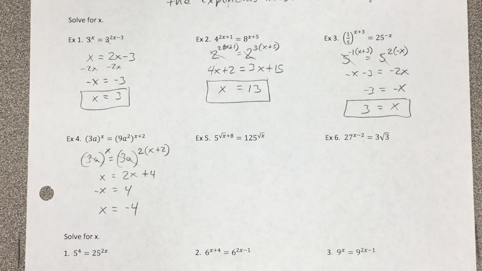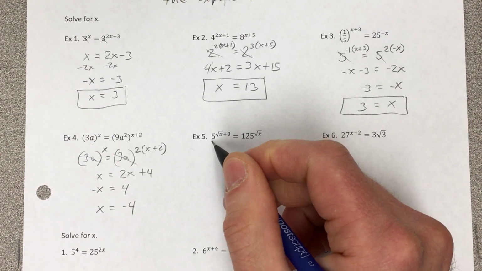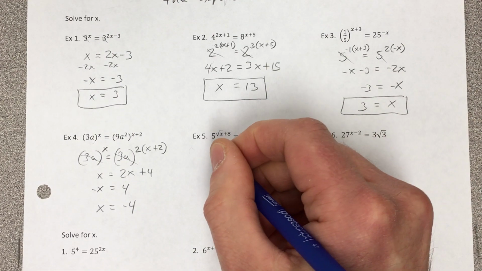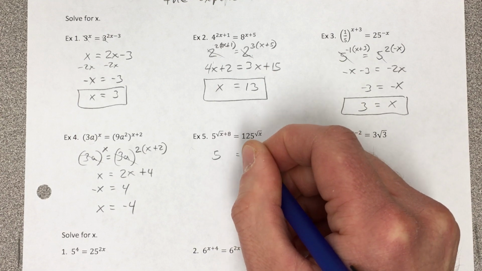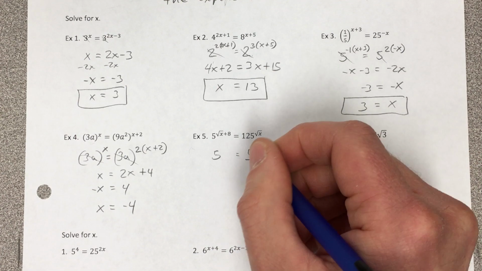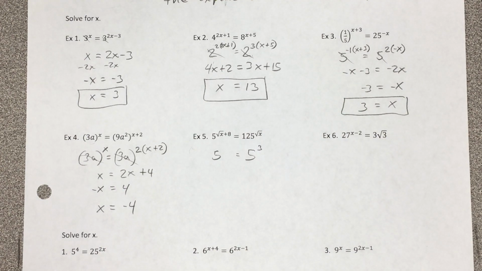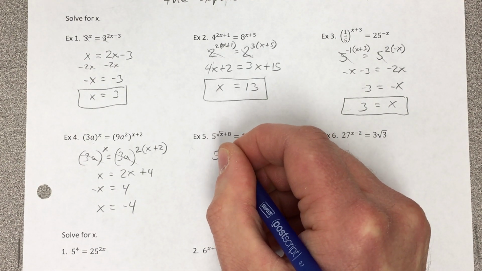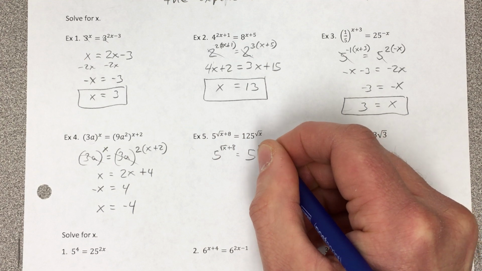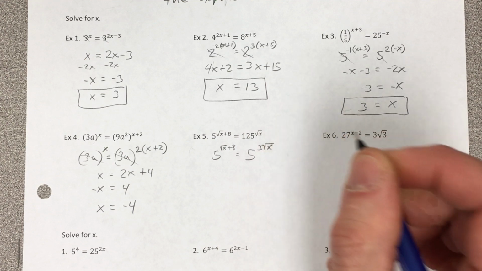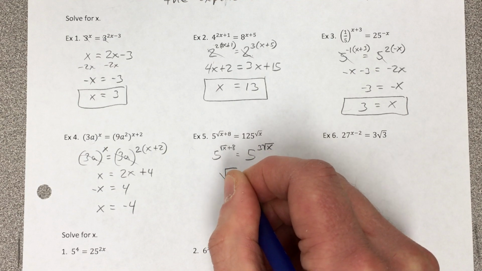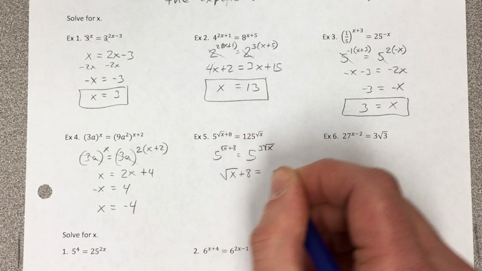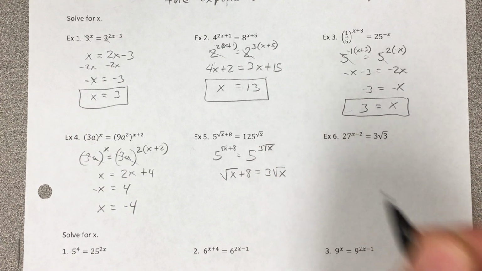All right, for our next example, we've got 5 and 125. 5 I can't really rewrite very easily, so I'm going to leave that alone. And 125, I'm going to write using base 5. 5 to what power? The third power. And now let's write what's left over. Bases are the same. So we'll set square root x plus 8 equal to 3 square root x, like so.